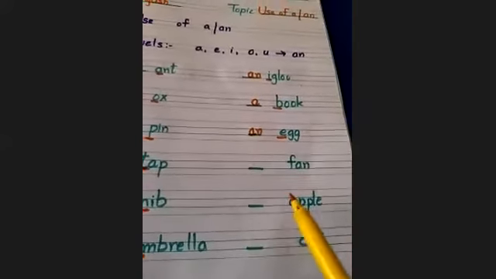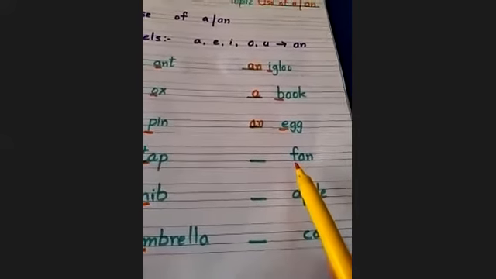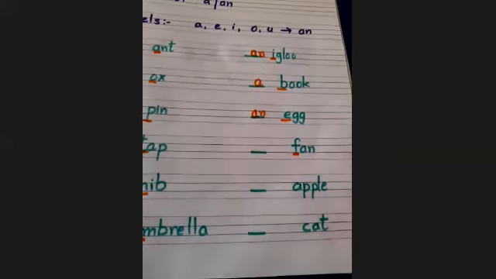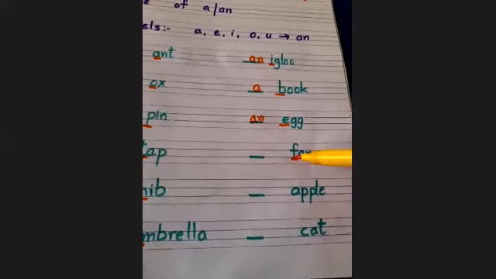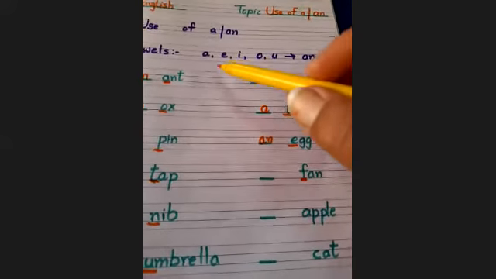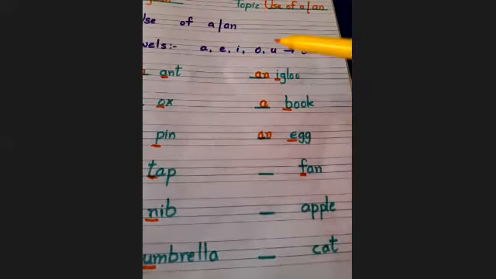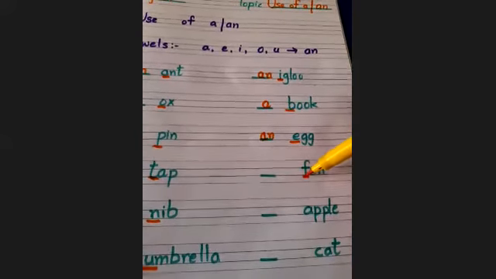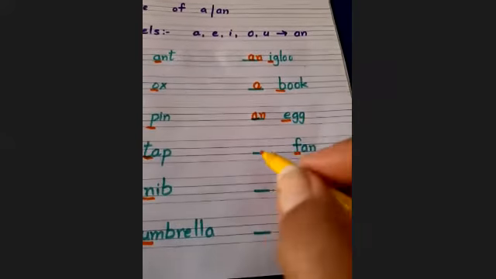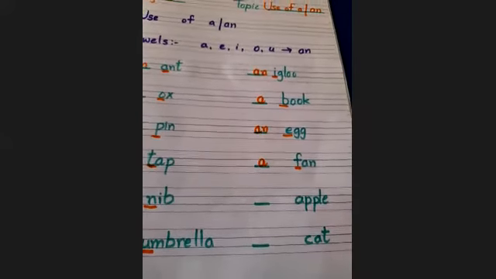Our next word is F, A, N, fan. See, the first letter is F. Is F a vowel? A, E, I, O, U. No, this is not a vowel. F is not a vowel. So we will write here A.